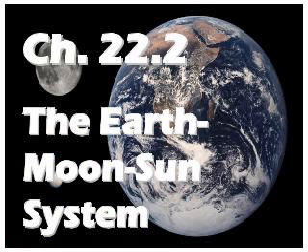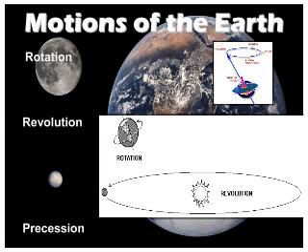Hi class, we're going to look at section 2 on chapter 22. It's about the Earth, the moon, and the sun and how they relate to each other and move around. First thing we want to look at is the motions of the Earth, and there are three. In the book they say there's two main motions, and they later on go talk about a third one. I'm just going to go ahead and summarize all three.